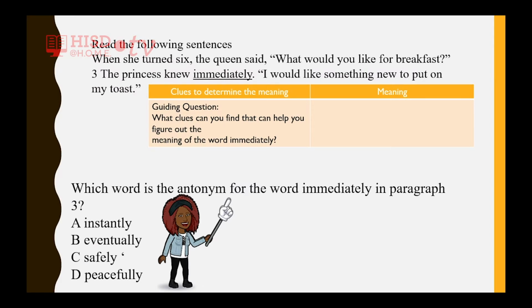Now you give it a try. Remember, you want to read the sentence. Then you want to look for clues to help you determine the meaning of the underlined word. From there, you're going to create your own definition or meaning, eliminating two answer choices, and then picking the best answer choice from the two remaining.